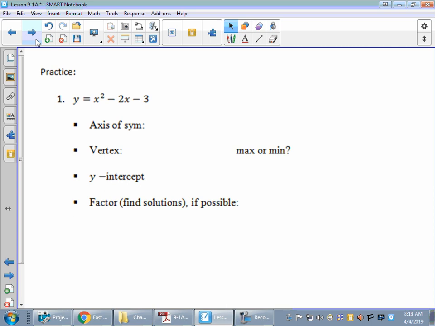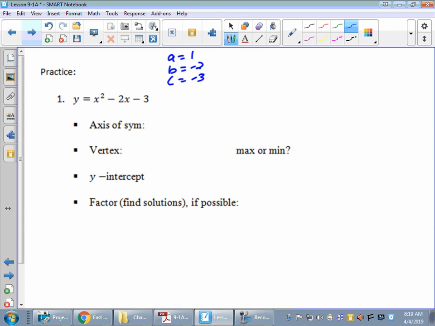All right, so here's our practice problem. We've got y equals x squared minus 2x minus 3. The first thing I'm going to do is get my a, b, and c's. You don't have to do this every time, but I think it helps. A is 1, b is negative 2, and c is negative 3.